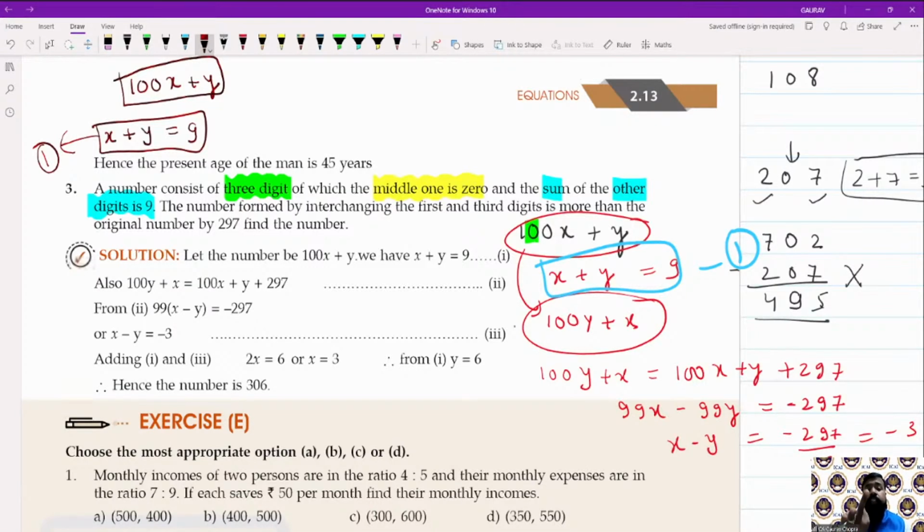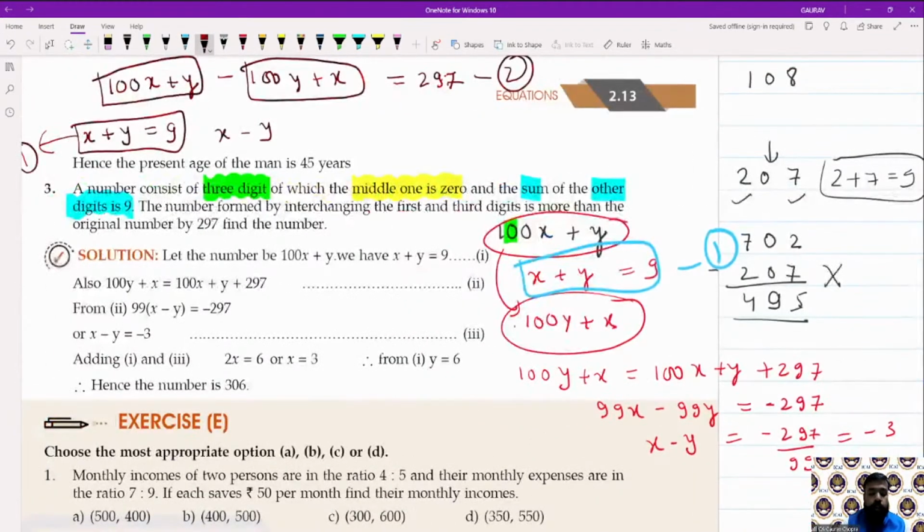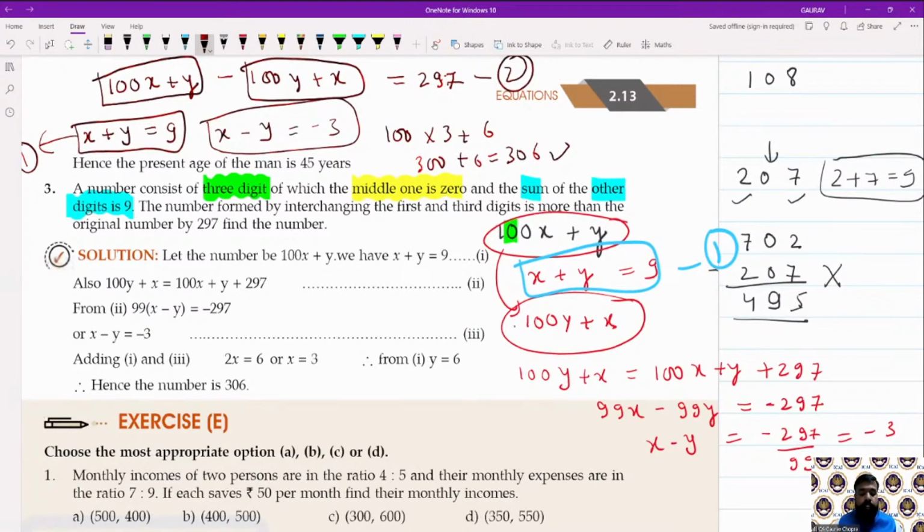Then it says, if we interchange x and y, if we put y in place of x and x in place of y, then the difference is 297. So we have solved this and formed equation number 2. So equation 2 was x minus y is equal to minus 3. This was equation number 2. Now we can solve these two equations and get the result of x and y. And after getting the result, we can put in the given number. So 100 into 3 plus 6. Therefore, we are getting 300 plus 6, 306. So 306 is the number.